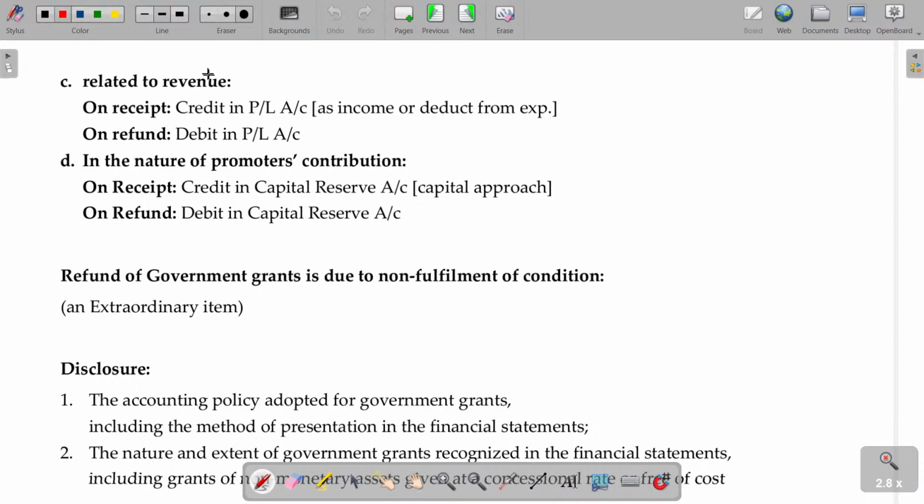If the subsidy is related to revenue, it can be credited to the P&L account directly, no problem. If it is refundable, debit the P&L account, that's all. Okay, the government announced that you should not fix the price more than a stated price. For example, all the petroleum companies. Earlier it was controlled by the government.